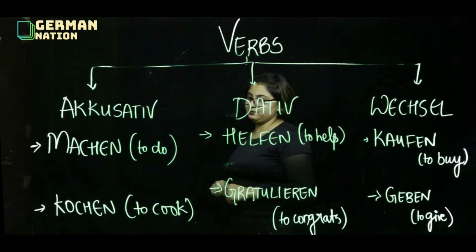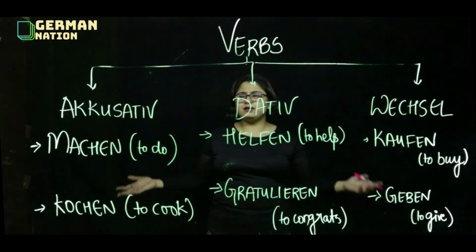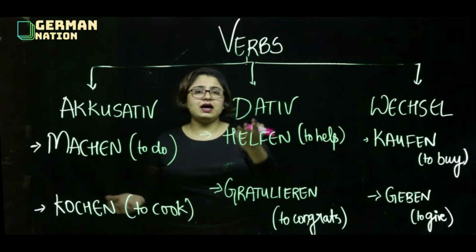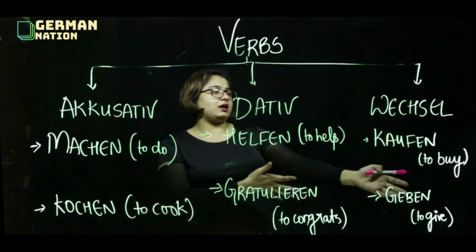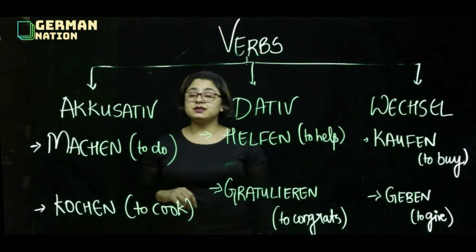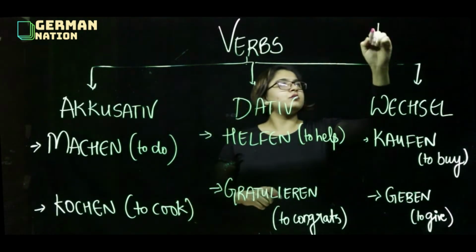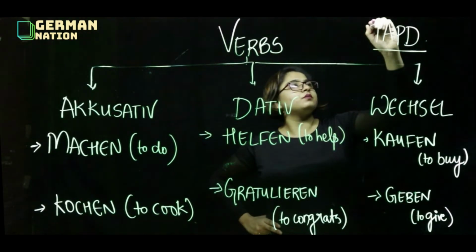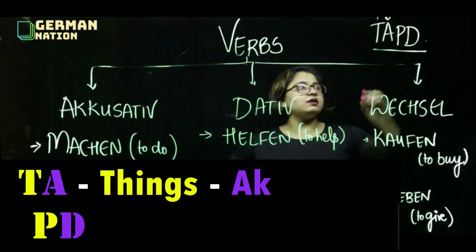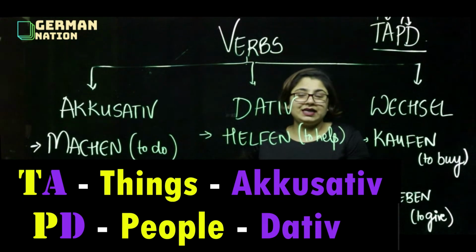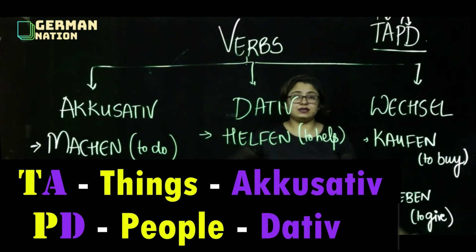Okay, let's see. Can you just observe these verbs and understand why machen is under accusative? Or why helfen? What is there in helfen that it has come under dative? And what is there under geben or kaufen? What are the qualities that it possesses that it is under wechsel verb? There is this one trick, which is TAPD, tapped, which says: things, accusative, people, dative. Say it again. TAPD, tapped. Things, accusative, people, dative.